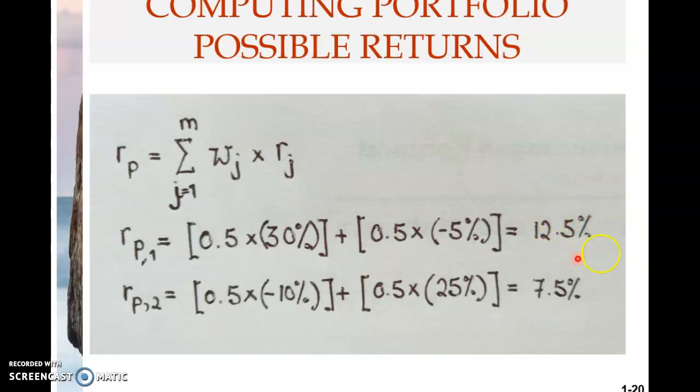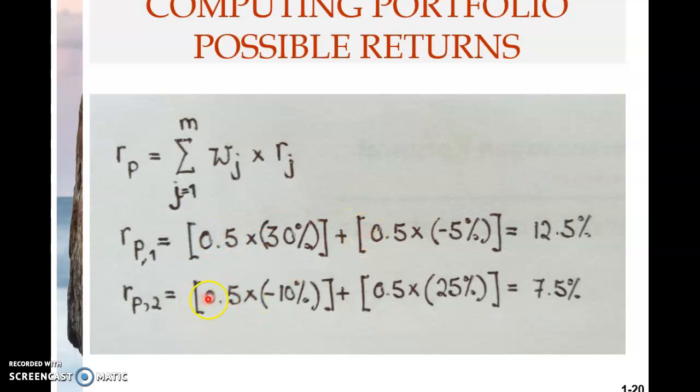This is not the expected return. Note that this is not the expected return. This is the possible return for the portfolio if there is a boom. This is the possible return for the portfolio if there is a bust. So we use this formula. The weight for both will be 0.5 because there are only two stocks. If one stock has 50%, the other stock must also have 50%. When you add these two, it must be 1, or 100%.